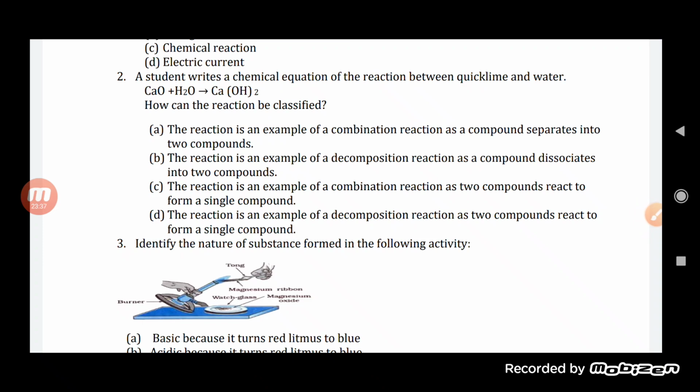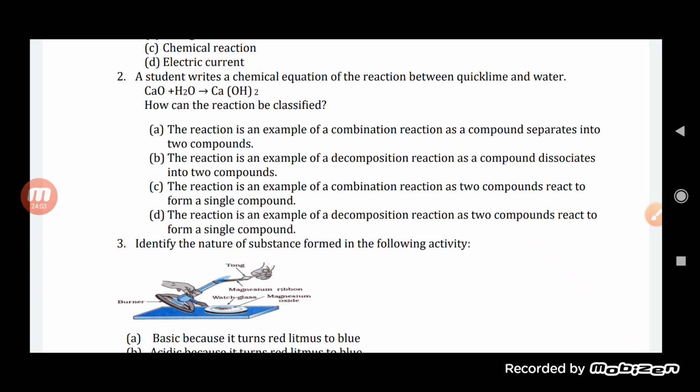A student writes a chemical equation of the reaction between quicklime and water: CaO plus H2O gives Ca(OH)2. How can the reaction be classified? So a chemical equation is given between quicklime and water. When both of them react together, slaked lime is formed.